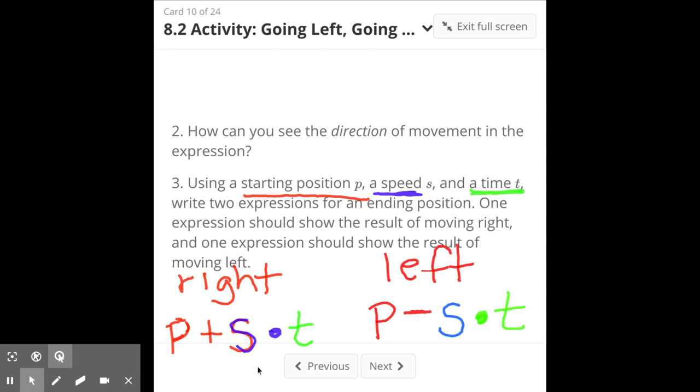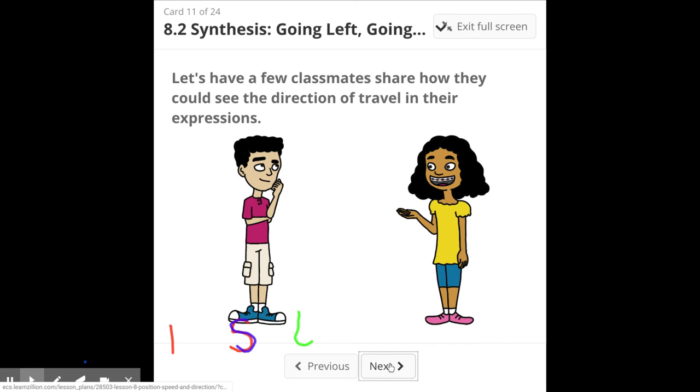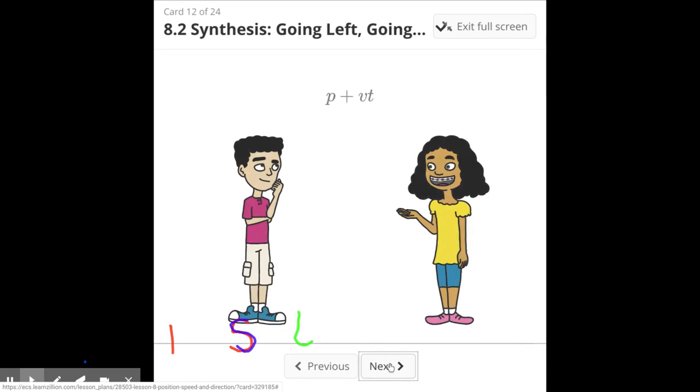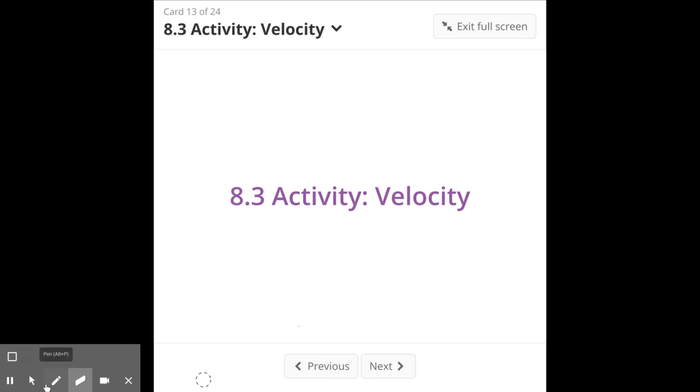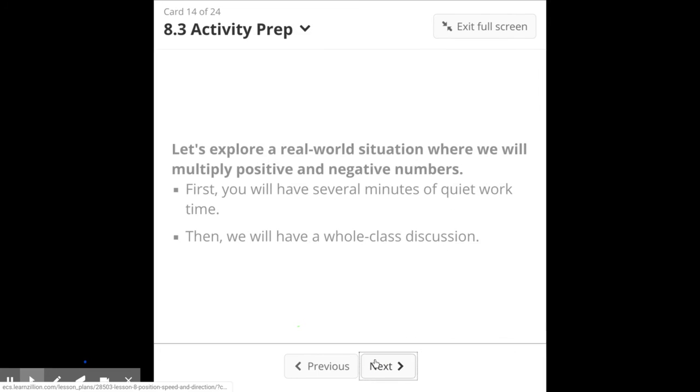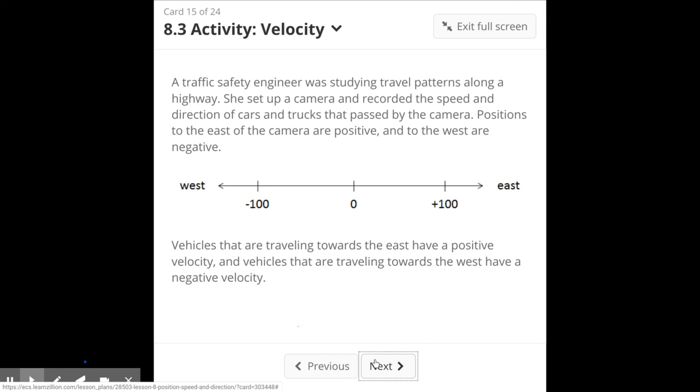All righty, let's move on to the next slide. Oh, and it looks like I'm supposed to erase again. We're going to move on here to activity 8.3, which is called velocity. All right, we're going to explore a real-world situation, and we're going to be multiplying positive and negative numbers. And that's really what we're working on here. We are trying to get you guys moving into multiplication of integers.